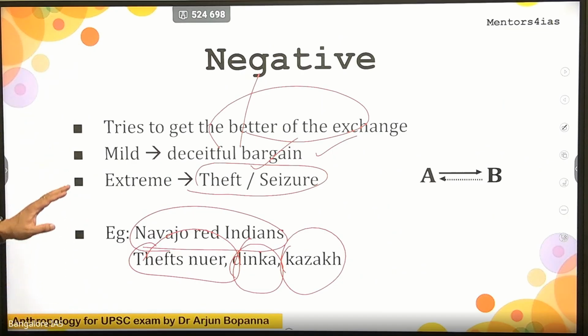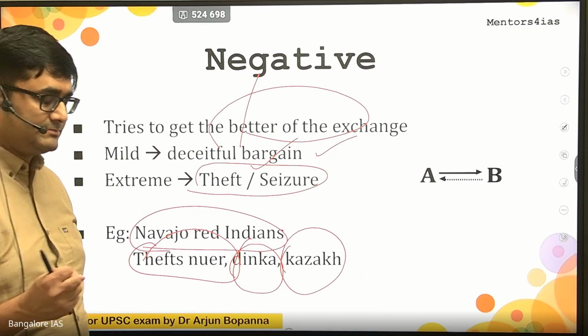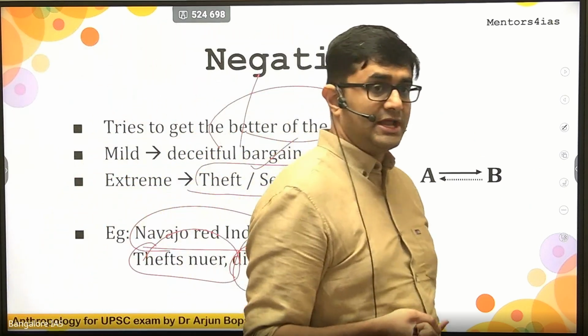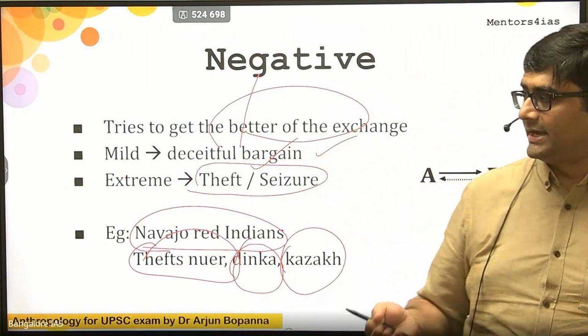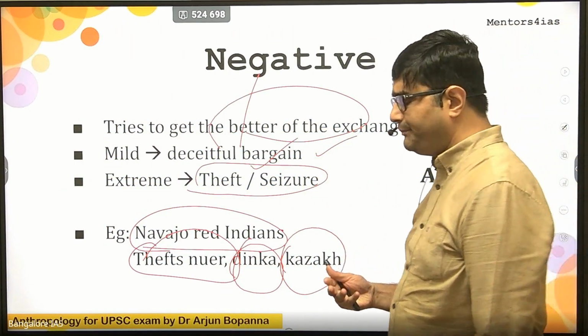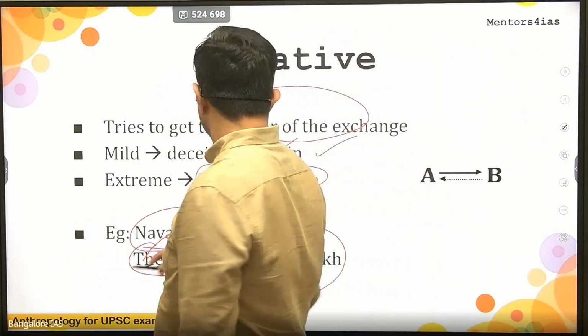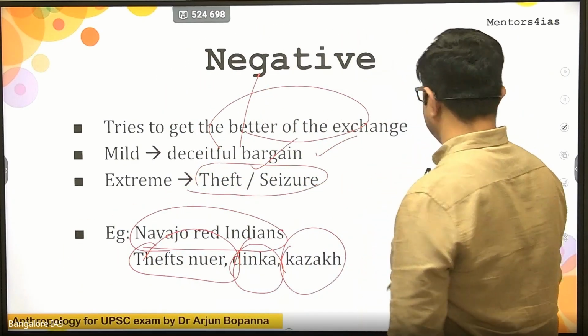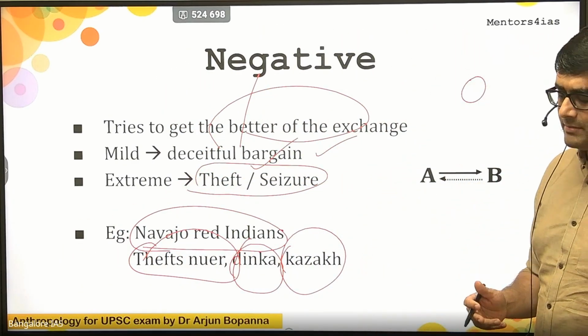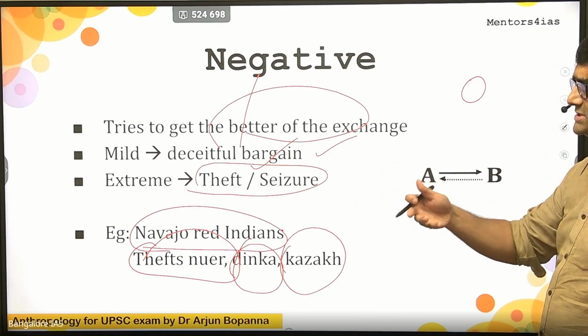So these are the different types of reciprocity: generalized, balanced, and negative reciprocity. Is that okay? Depending upon the social relationship, if you take, for example, the first circle of your family members, your close cousins, etc.